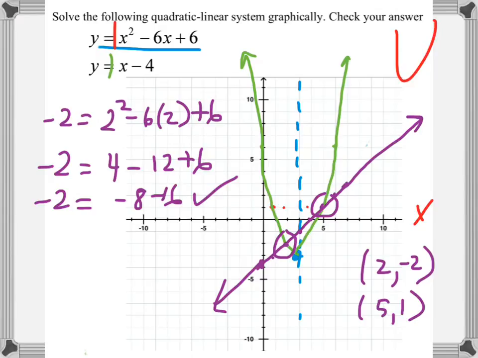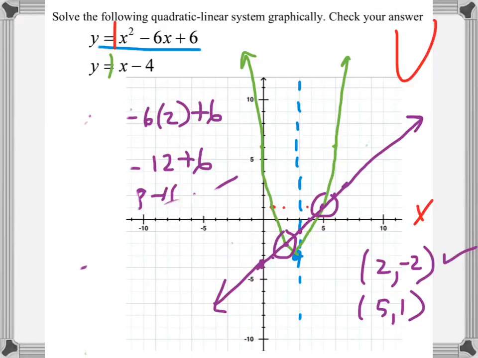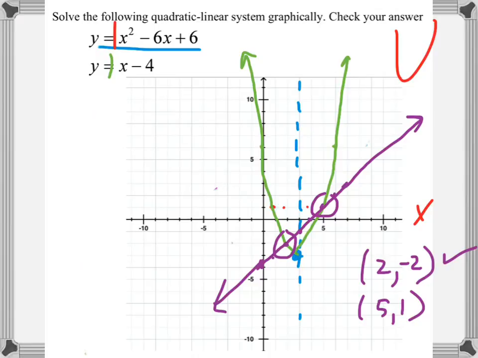And I should be able to put it into the bottom one, so I'd have negative 2 is equal to 2 minus 4, and yep, that's right. So the first one is a solution, and if you check the second one, which is always a good idea, well, I know (5, 1) is a solution to the quadratic equation, because if I think back, I used that to find one of the points in the line.